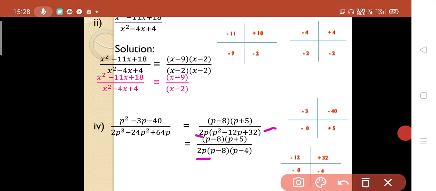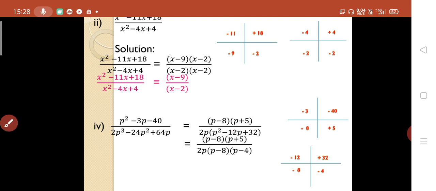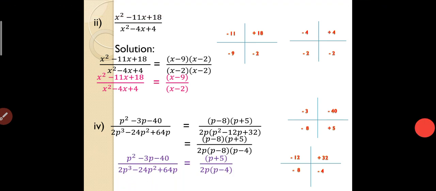Now we can factorize this quadratic polynomial. 1 into 32, 32. Product is 32, sum is minus 12. Which two numbers? Minus 8 and minus 4: minus into minus is plus, 8 fours are 32. If you add, you will get minus 12. So (p − 8)(p − 4). Understand? We can take the common factor and cancel it. p − 8 gets cancelled. So the answer is (p + 5) divided by 2p(p − 4). This is the final answer for this question, children. I hope you understand.